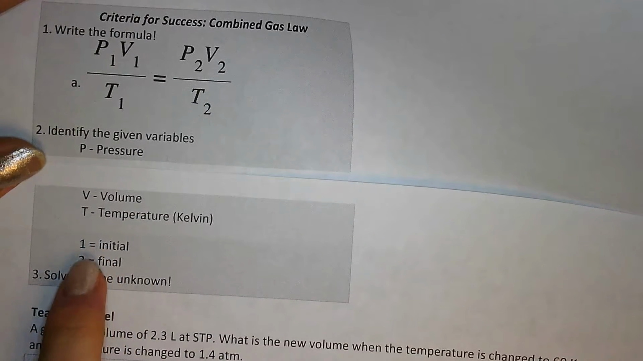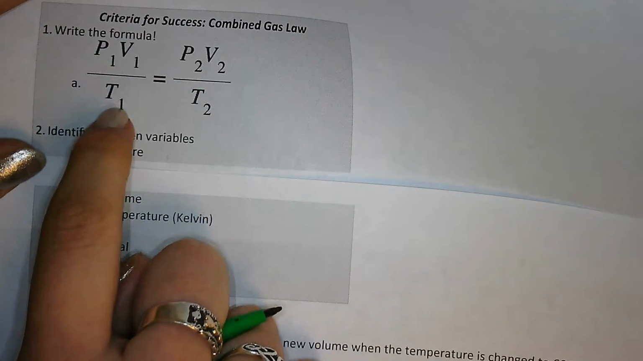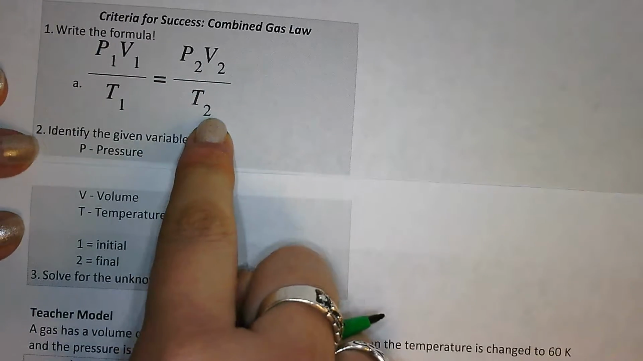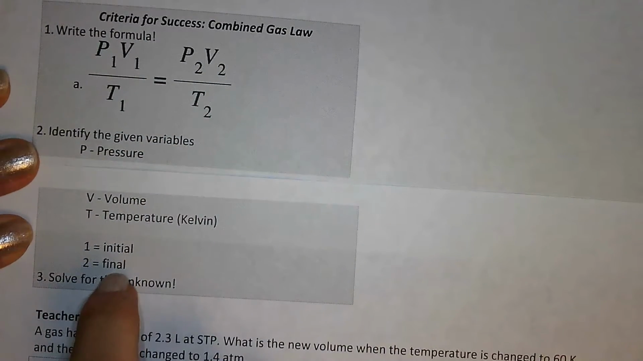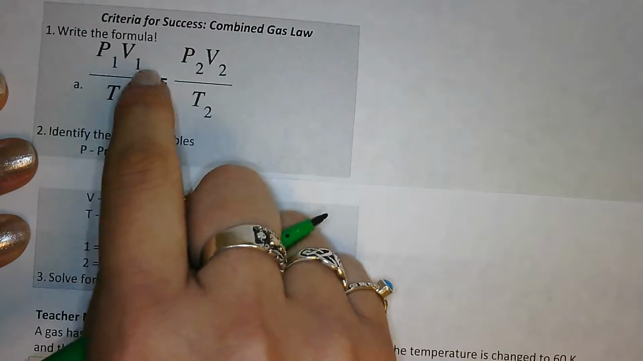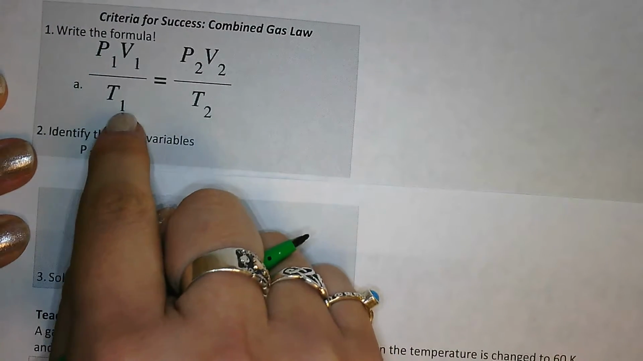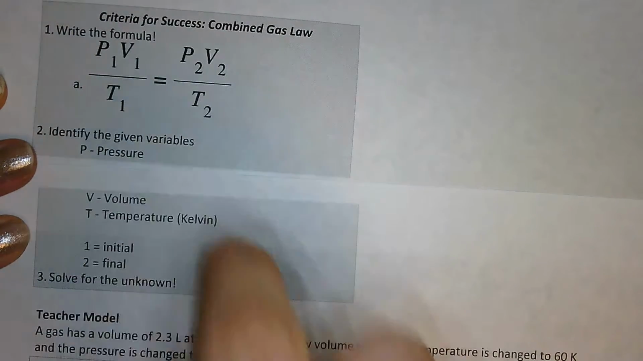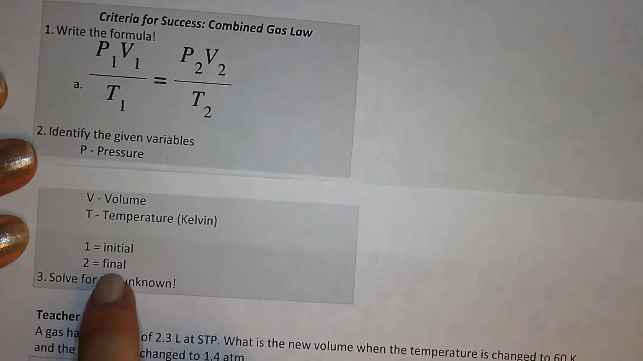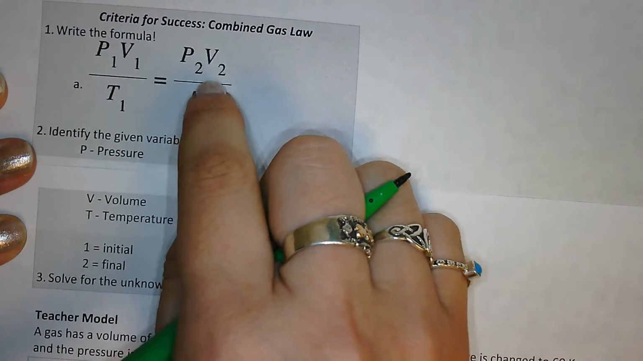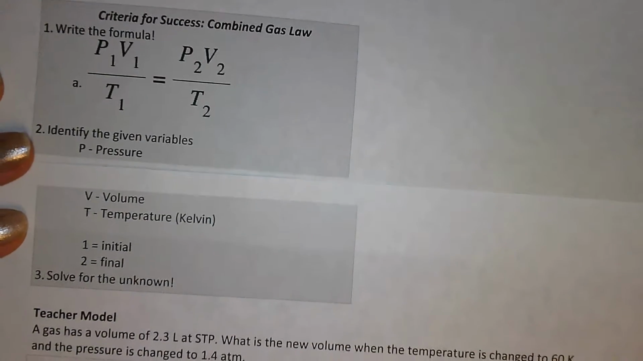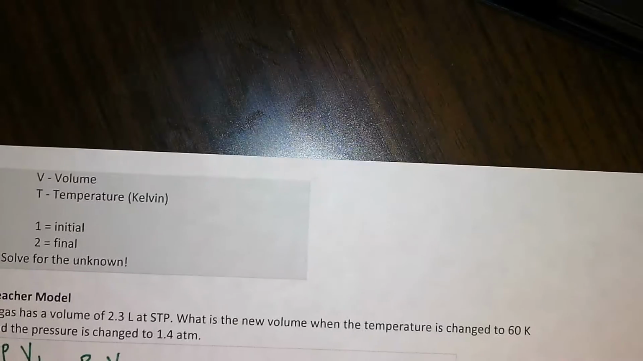The little 1 and the little 2 after each of these little letters represents either the initial value or the final value. So if it's a 1, it means that it happened first. So these are my initial values of pressure, volume, and temperature. If there is a 2, it means that it happened last. It's the final one. So these are my final values for pressure, volume, and temperature. And you'll see what I mean when I actually read the problem.